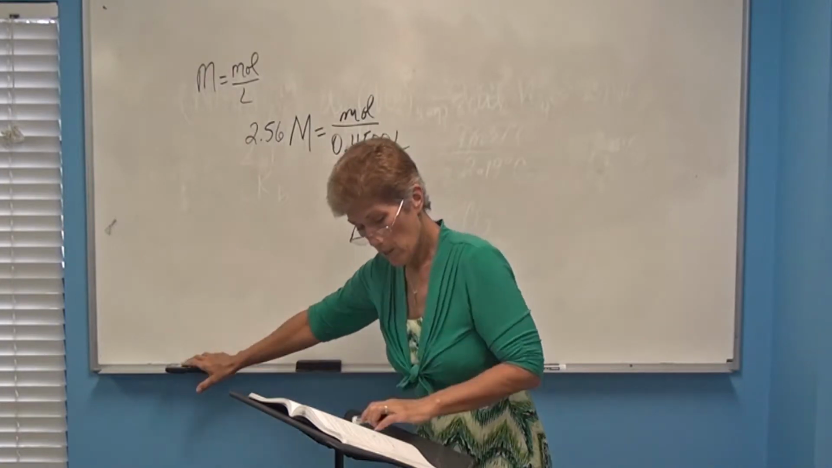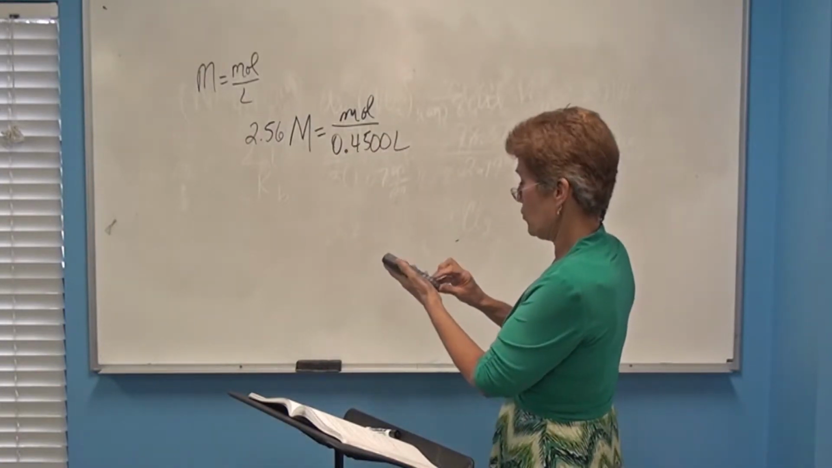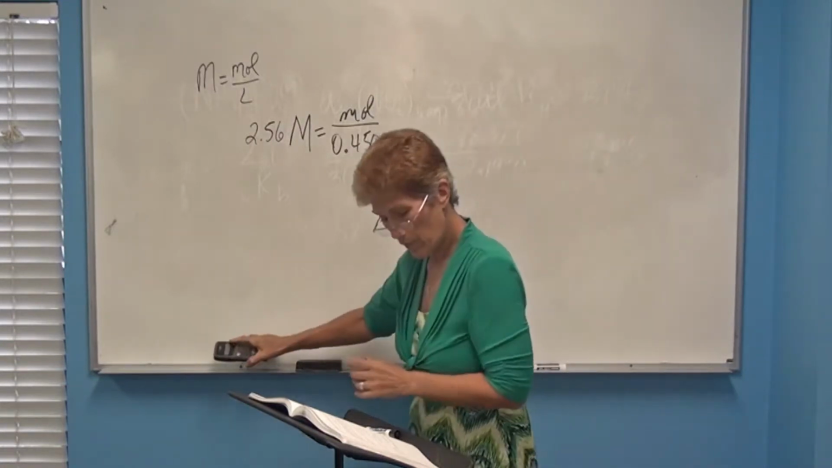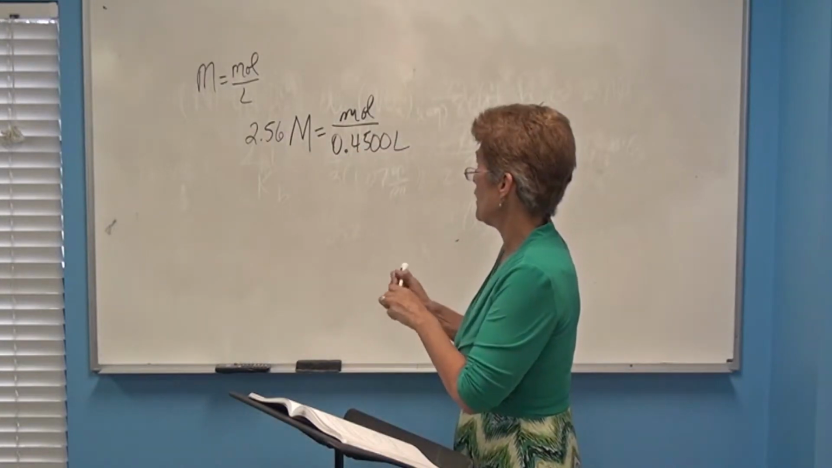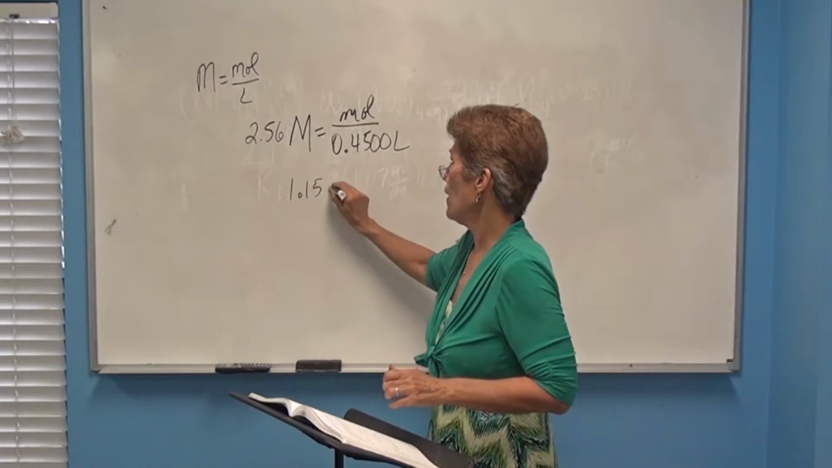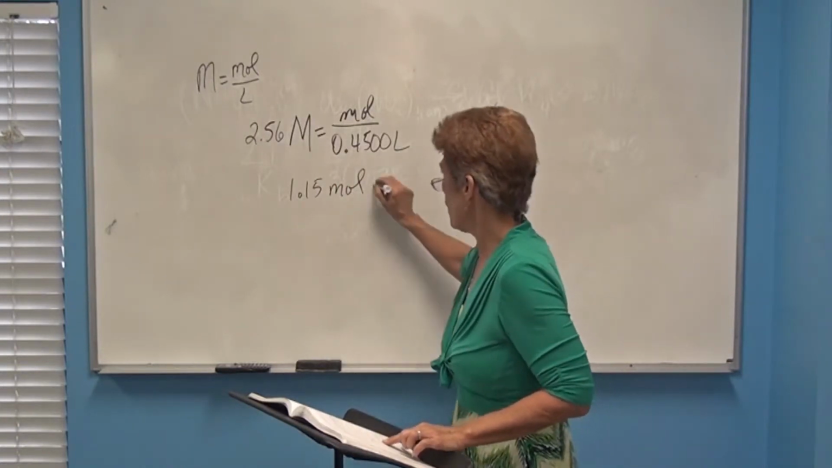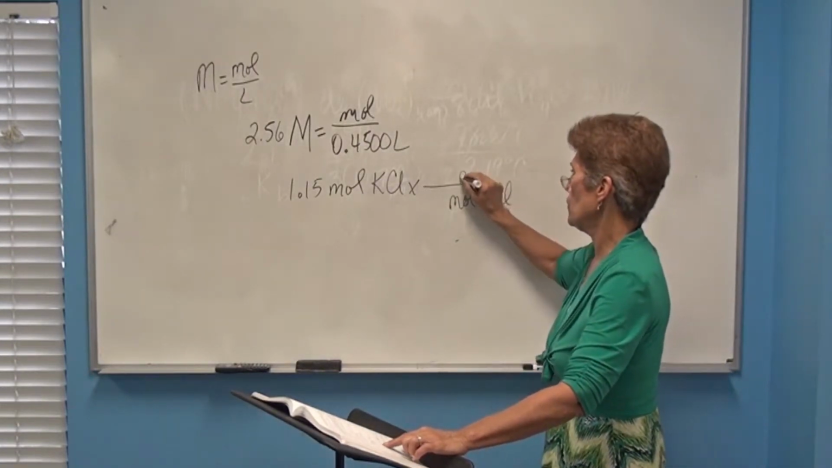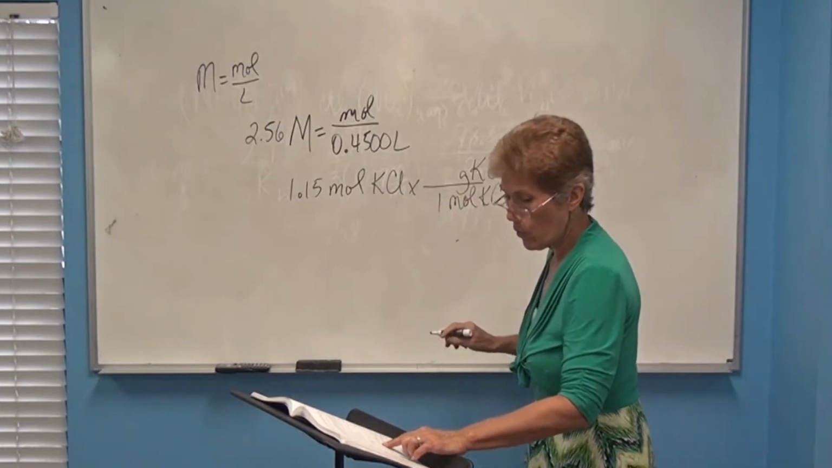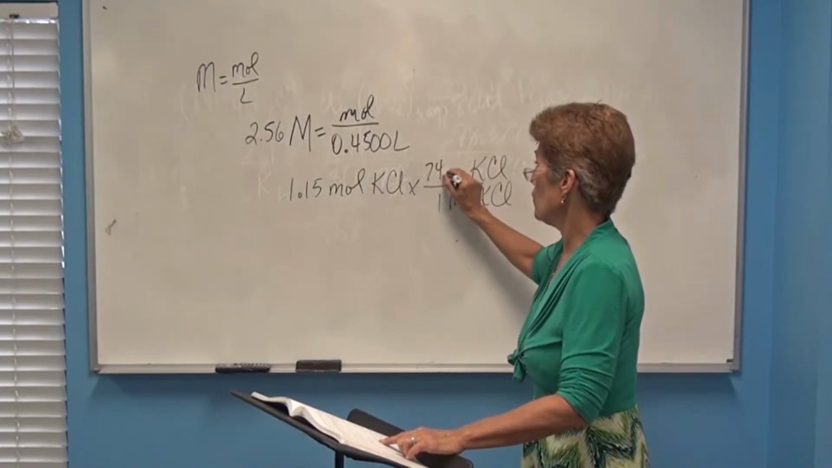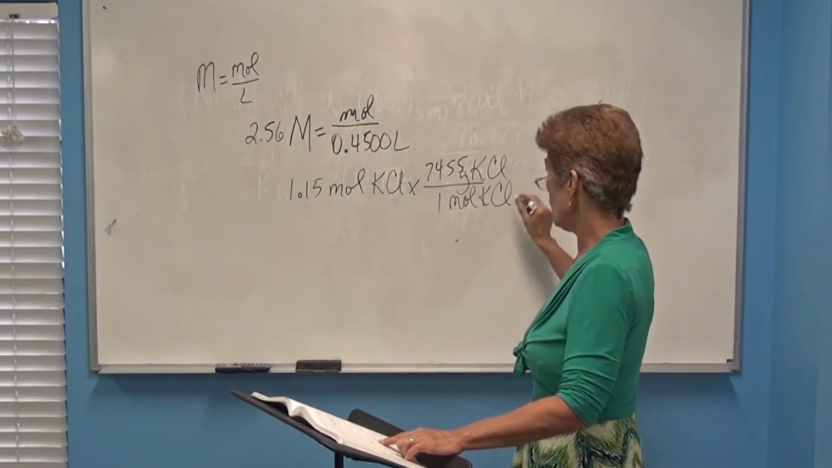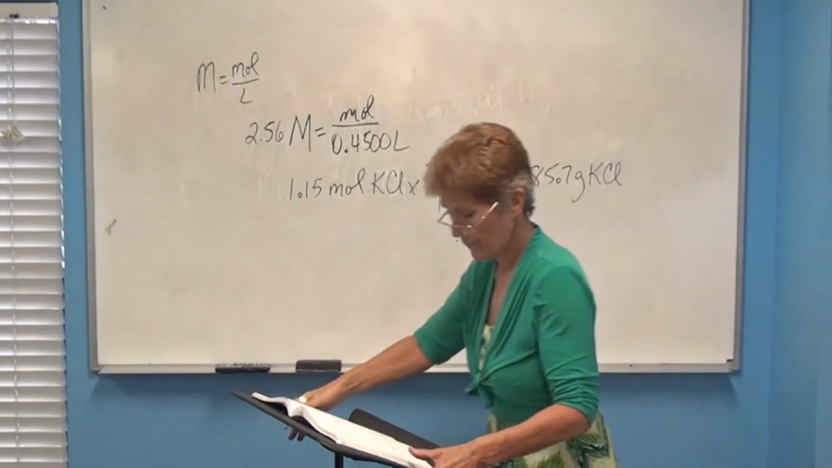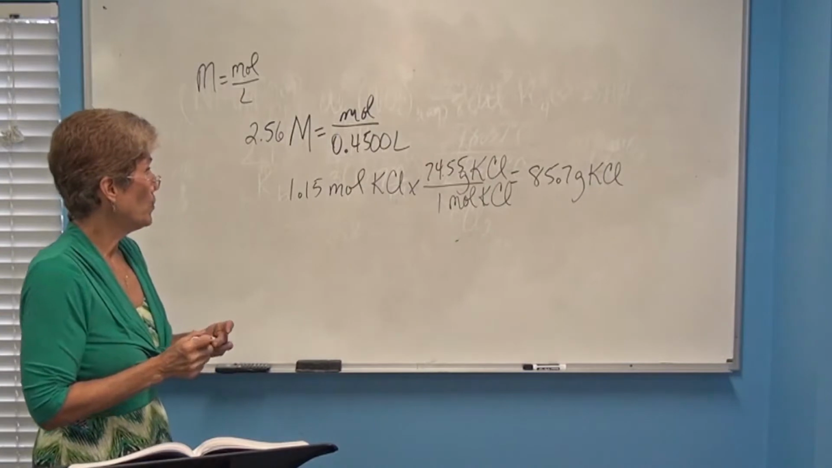I have it there, 1.15. I'm just going to make sure. 2.56 times 0.45 is 1.15. Yep. 3 significant figures, so you end up with 1.15 moles of the potassium chloride, and you wanted to know how many grams that was, so you're just going to go like this, grams, 1 mole, 74.55 grams, and that's going to give you 85.7 grams of potassium chloride. So that's how you do number 9.